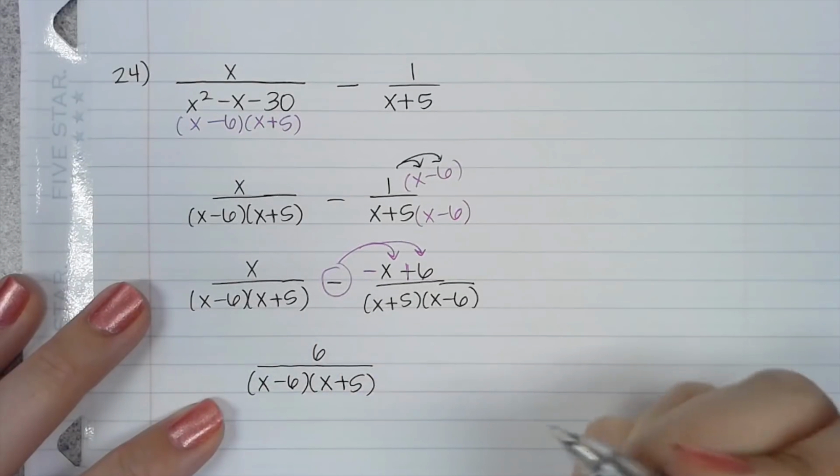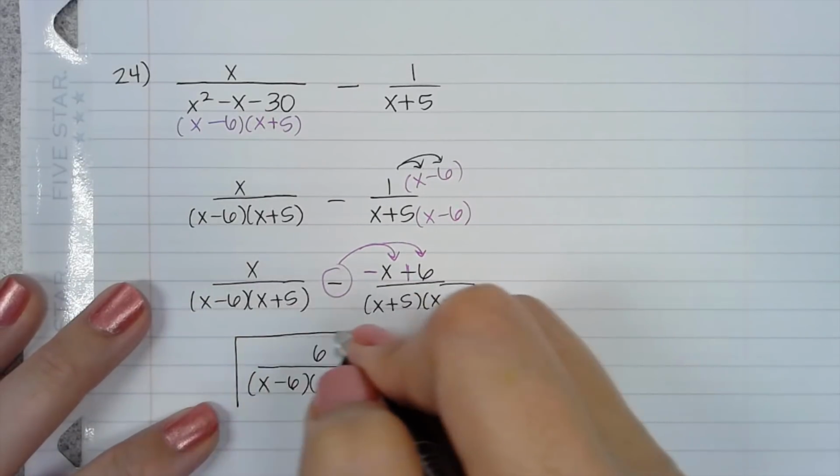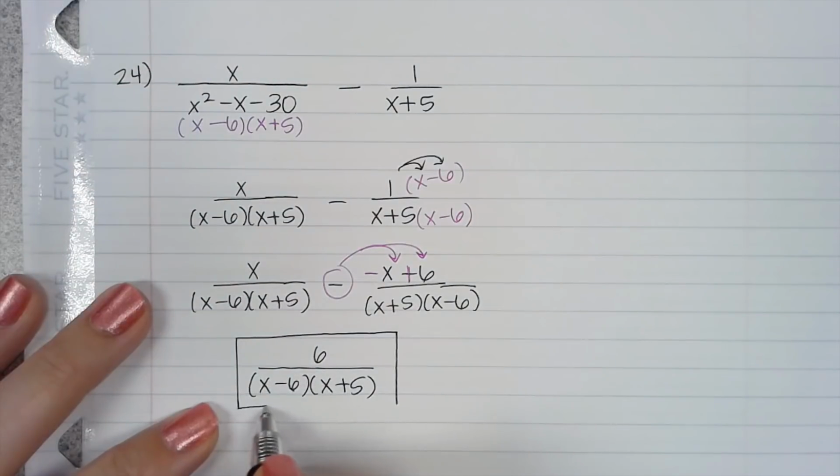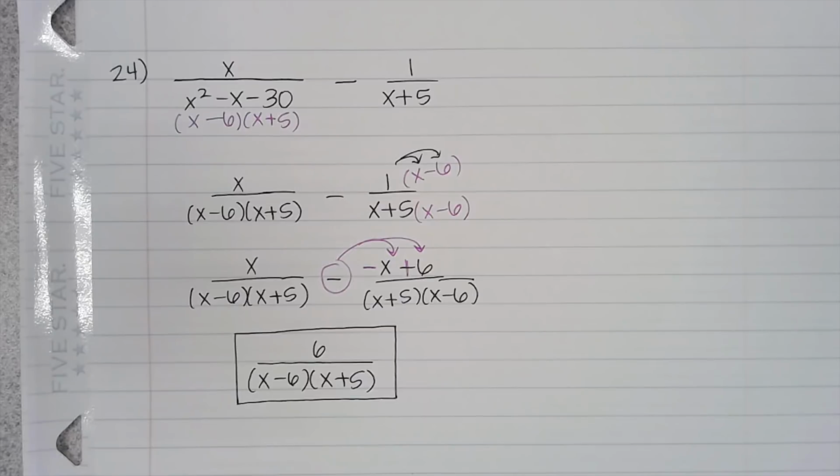And those numbers on the bottom can get written in either order. So it doesn't matter which term comes first and which term comes second, or which factor comes first and which factor comes second. They can get written in either order. So 24 wraps up the addition and subtraction questions. The last section on this review is solving rational equations.